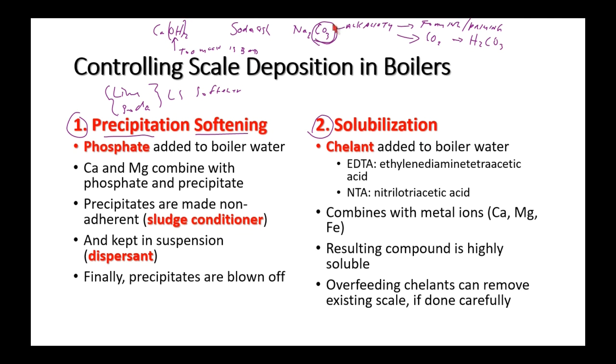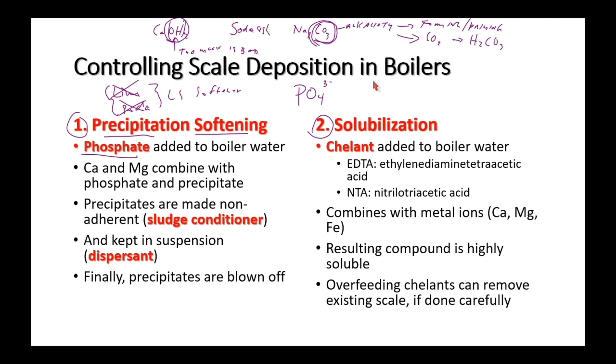So we like to limit the amount of CO2 potential, and we like to limit the amount of hydroxyl that we add to the boiler. In other words, we're not going to use lime, we're not going to use soda, but what we are going to use is a phosphate. And phosphate ion is PO4 3 negative.